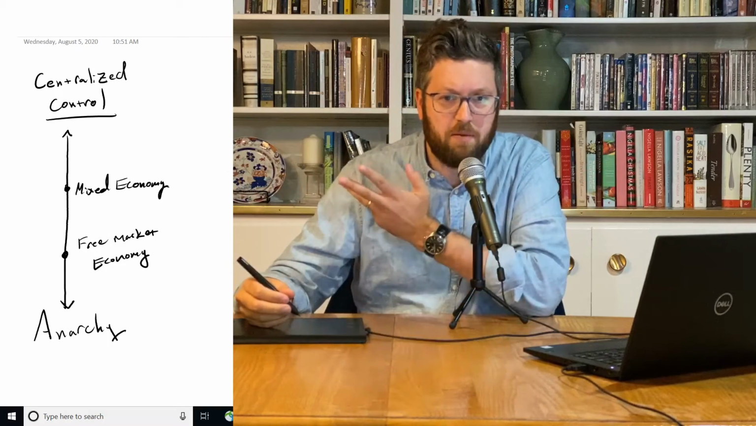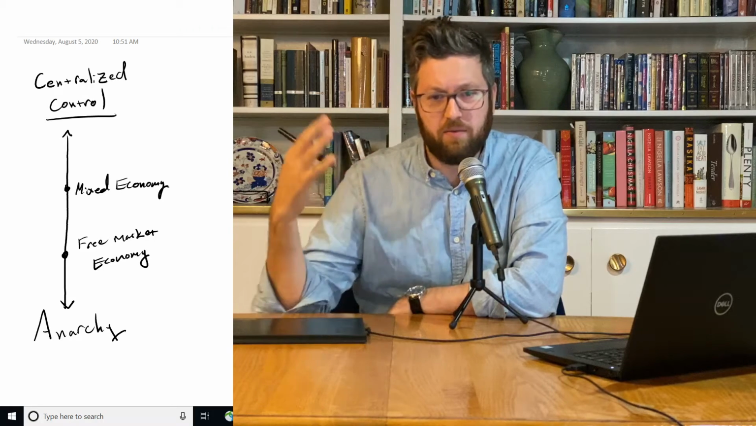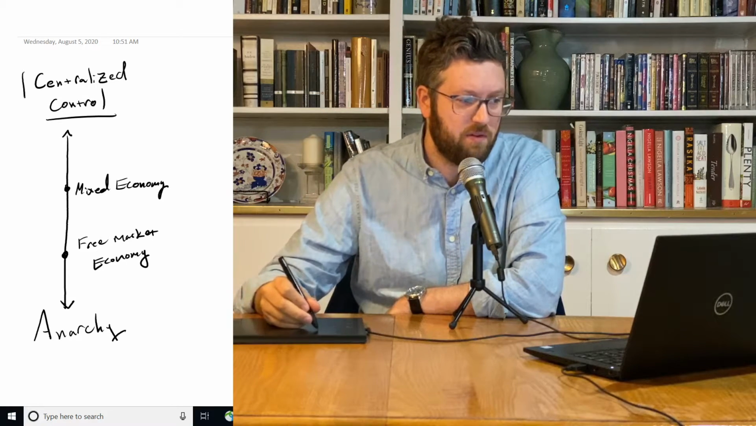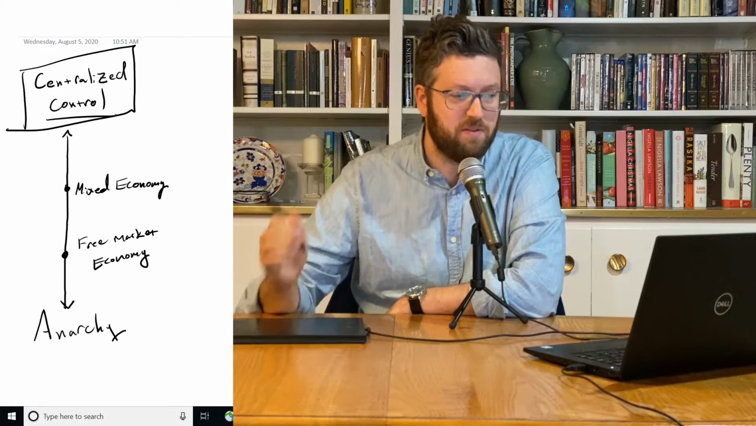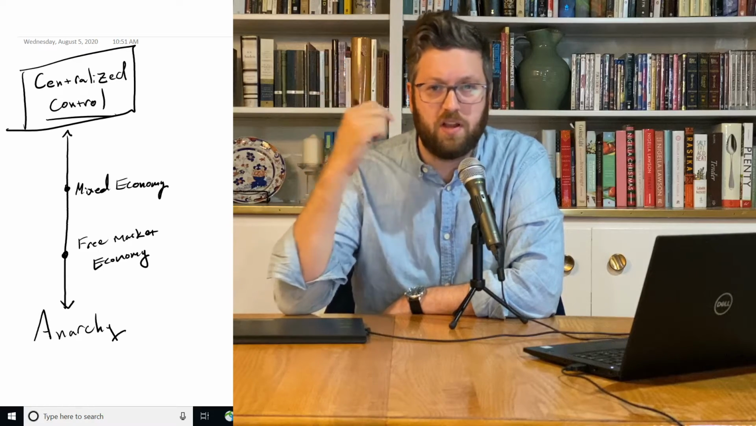We haven't even talked about markets yet. We all know what they are. We live with them. But in this unit, we're going to focus on the strengths and weaknesses of centralized control.